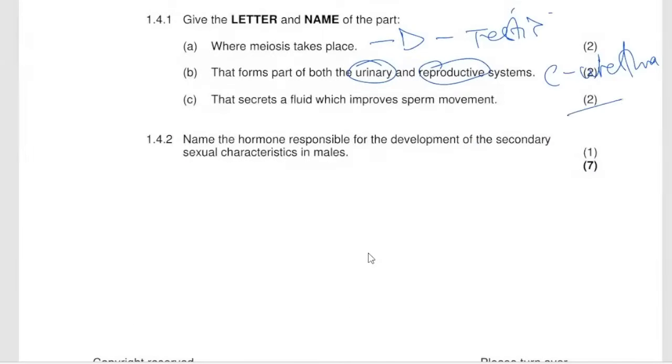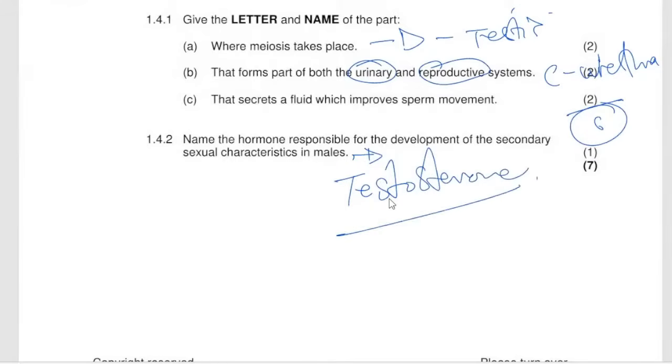So it means that now the 6 marks are gone, or we are able to get it right. Name the hormone that is responsible for the secondary sexual characteristics. Secondary sexual characteristics will show that now you are almost a man, though you are not yet a man in the country. So this is being controlled by testosterone. That is the hormone which is responsible for that.